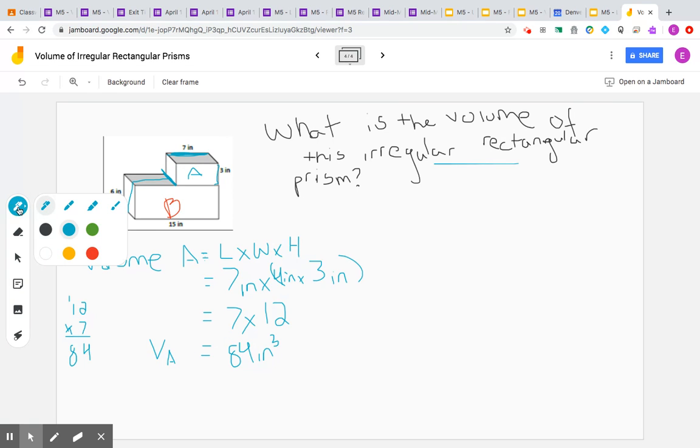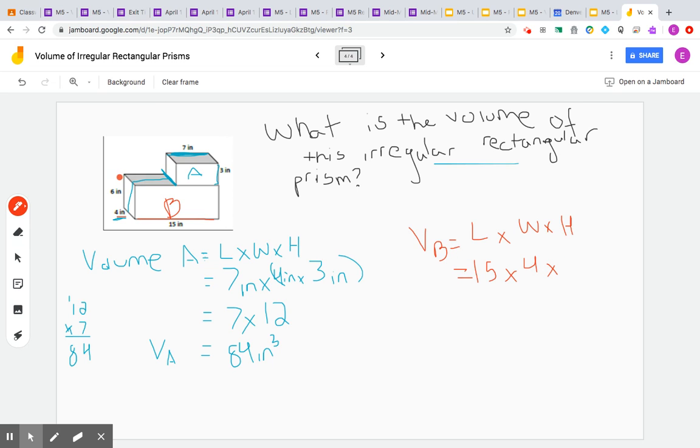So now let's look at the volume of B. We can find the volume of B by doing length times width times height because it is a regular rectangular prism. The length is 15. The width is 4. And our height over here is labeled as 6. So now I'm just going to multiply.